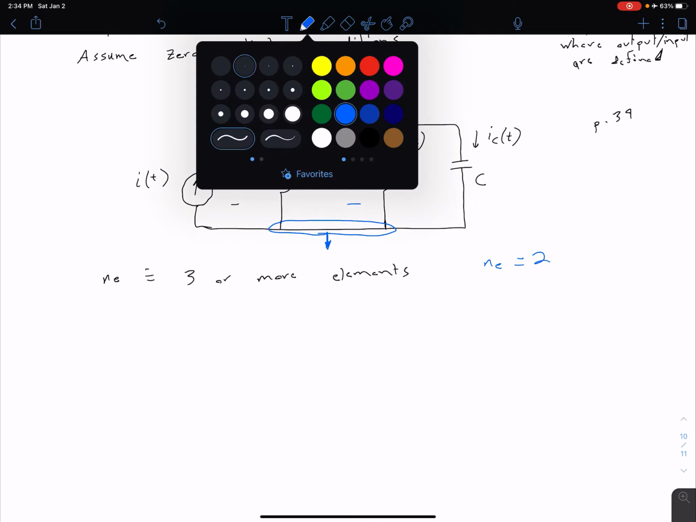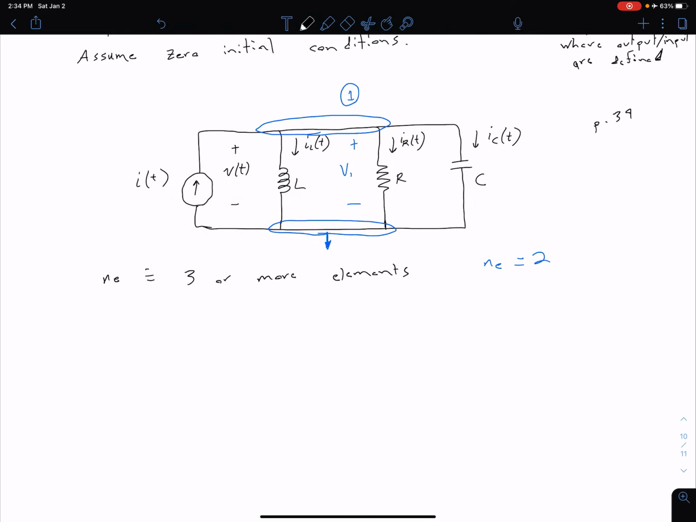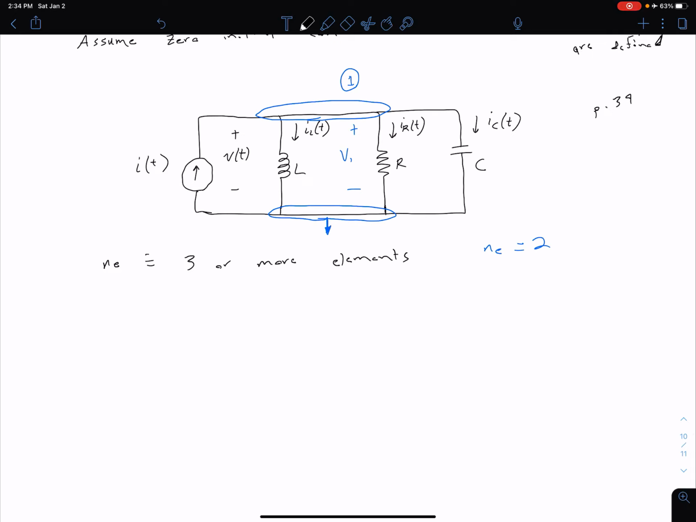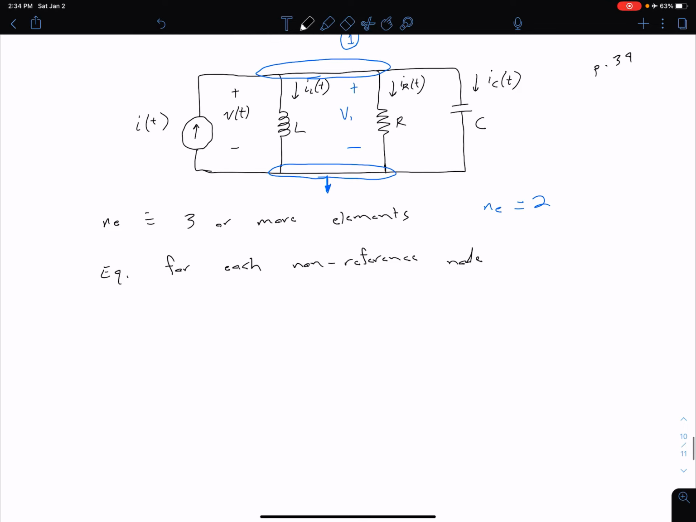Okay, and so that's going to come a few videos later. What we then do is, now that we've got everything defined, we're going to write an equation at each non-reference node. In this case, because we only have one non-reference node, we're only going to need one equation. And that's going to be at node 1, which is on the top.